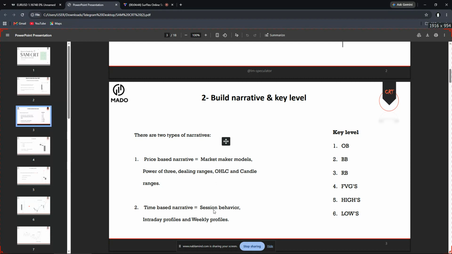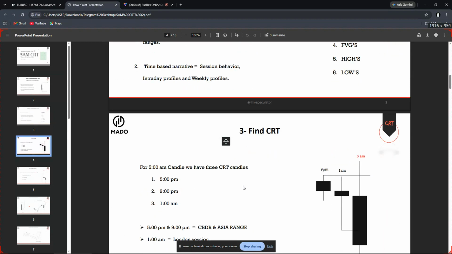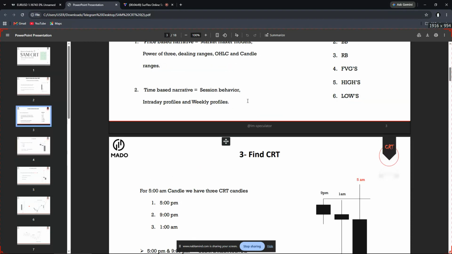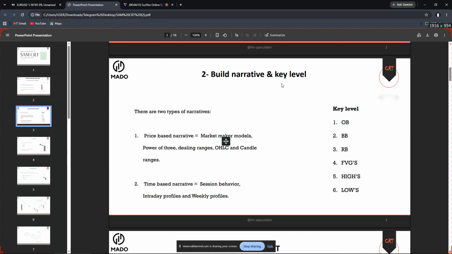So now, the next thing to find, when you have gotten your narrative and your key level. Narrative simply means premium and discount.